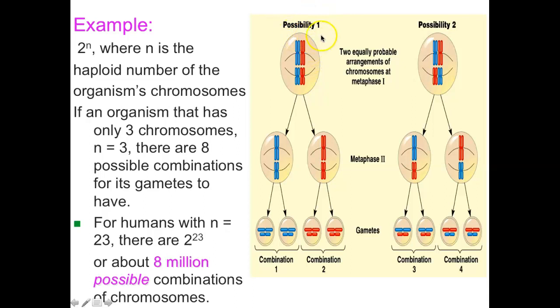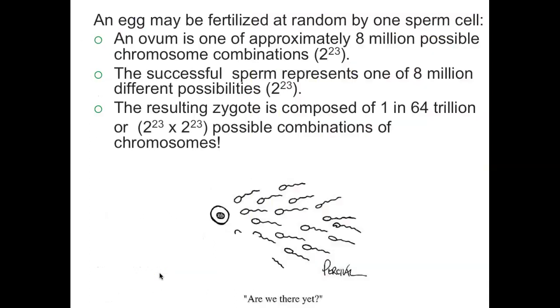There's possibility 1, possibility 2, but these are only showing 2, right? We have 23. So how many possible ways can we arrange the chromosomes facing all the different directions, like all the possibilities? There's 8 million possible combinations. All right, that's a lot. So the resulting egg and the resulting sperm is basically 1 out of 8 million possible combinations, right?